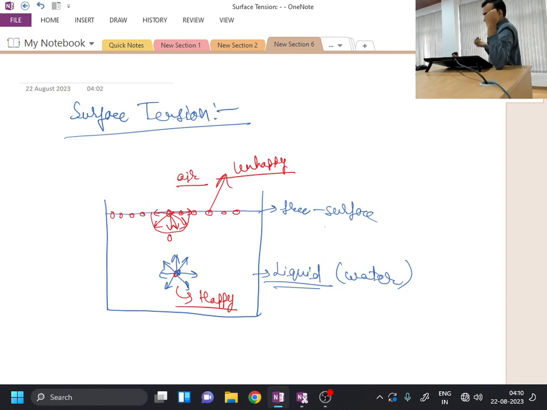Okay, so that is the reason, if you, so this is a big container.